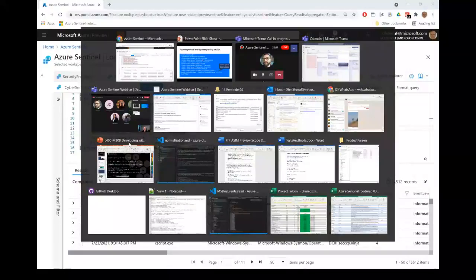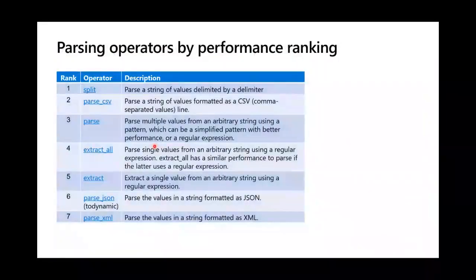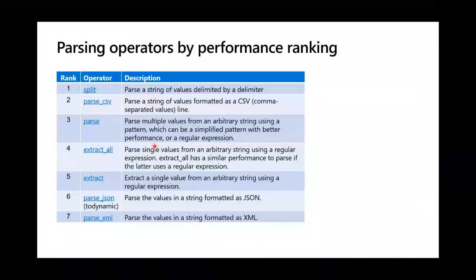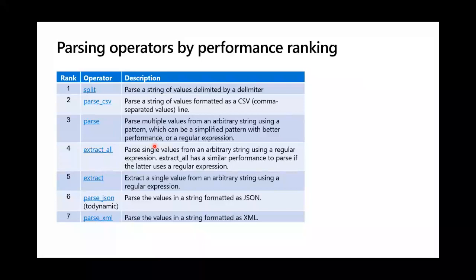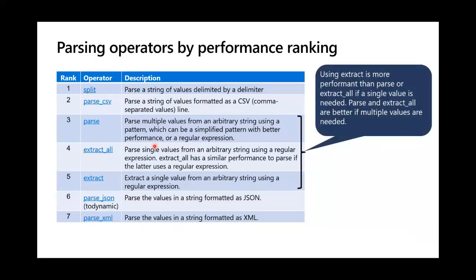Now, parse is obviously quite clearly a parse operator. It's not the only one. This is a list of available parsing operators in KQL. They are listed by ranking in terms of performance. What's more performant? Of course, each one does something very different. Split is just split by a delimiter. Parse CSV is just for CSVs. However, parse, extract, and extract all are pretty similar. They all take a pattern and parse by it.